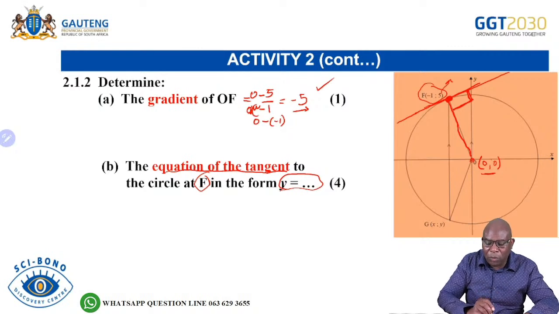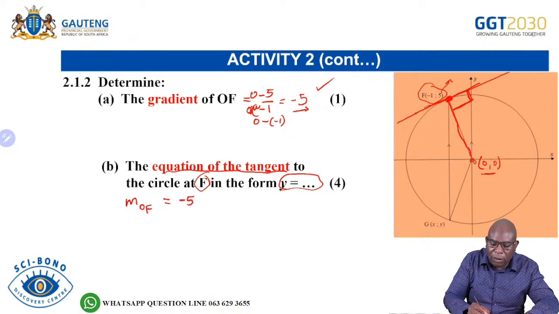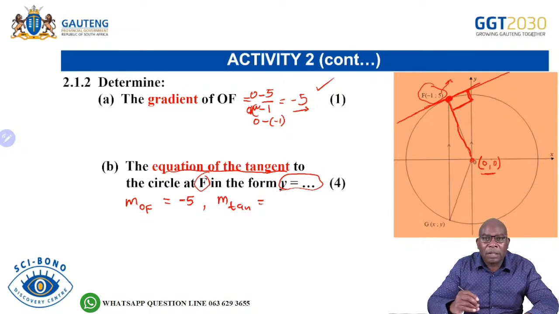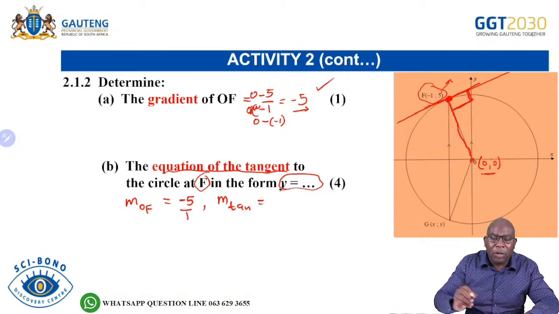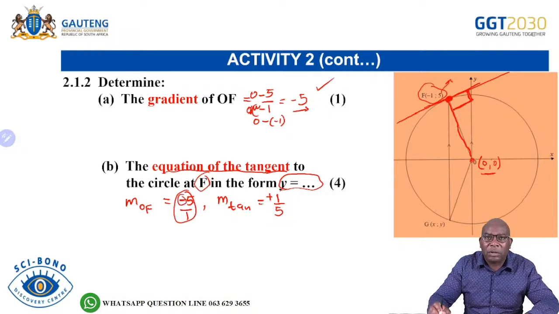So now I know the gradient of OF, which is going to be minus 5. So meaning that the gradient of the tangent is minus 5 over 1. So I just swap them around, then I'm going to get 1 over 5. If that one is negative, that one should be a positive. So when I multiply them together, I must get a negative 1. Okay, so the gradient of the tangent I have.